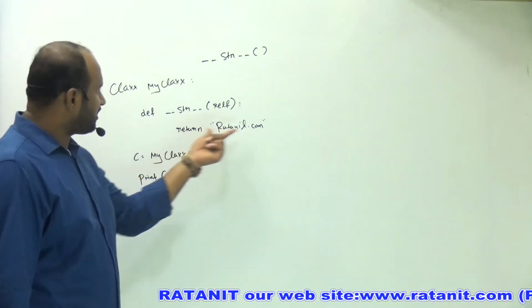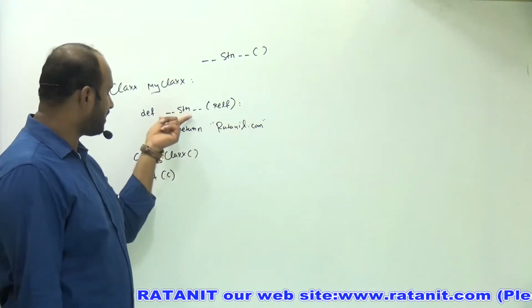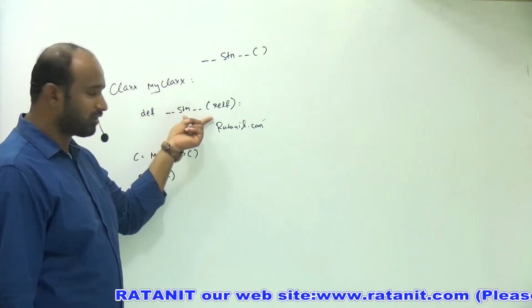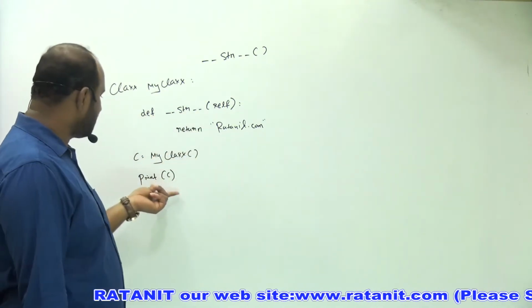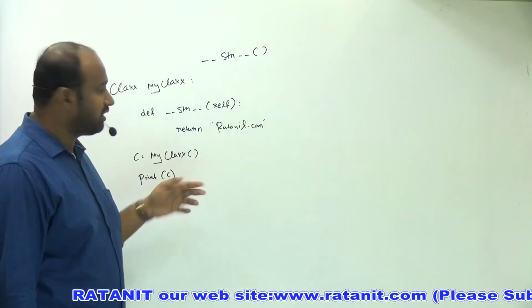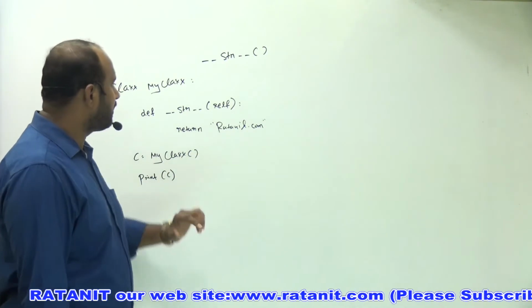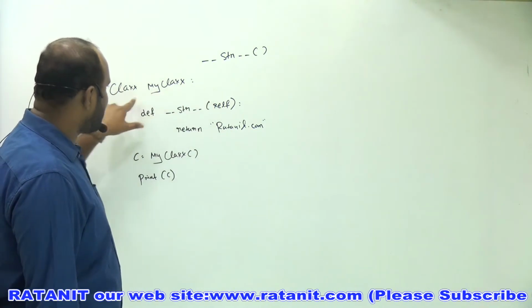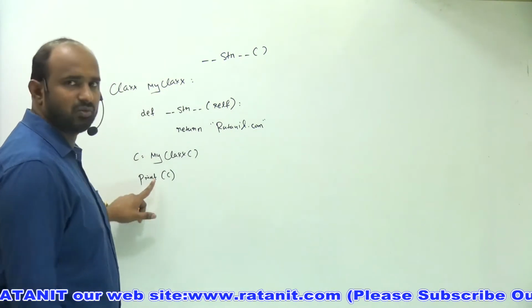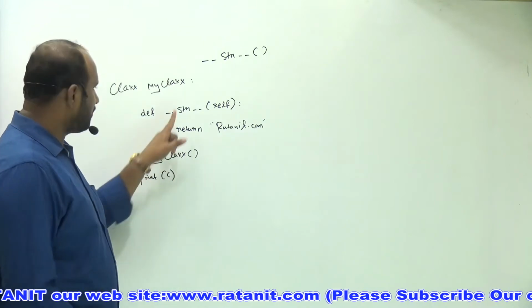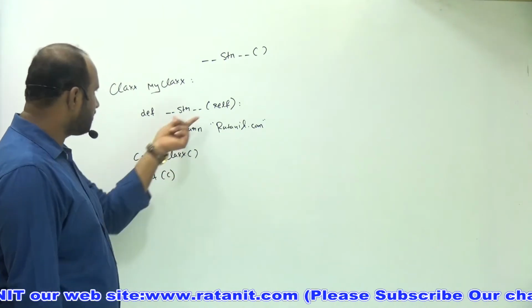But here we wrote ratanit.com, so we are overriding underscore str. Then the corresponding value will be printed, and you will get the output ratanit.com. So if you don't write this and just write pass, print c gives you the ID number. Once you override it, when you print the reference variable, this will be executed.